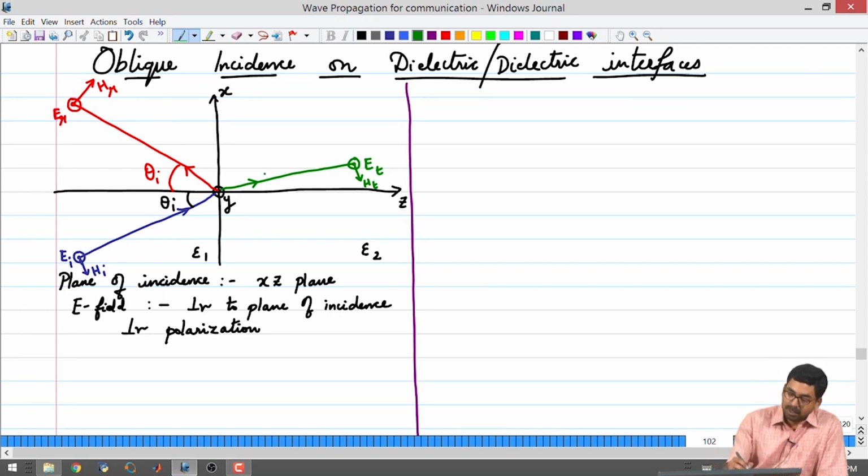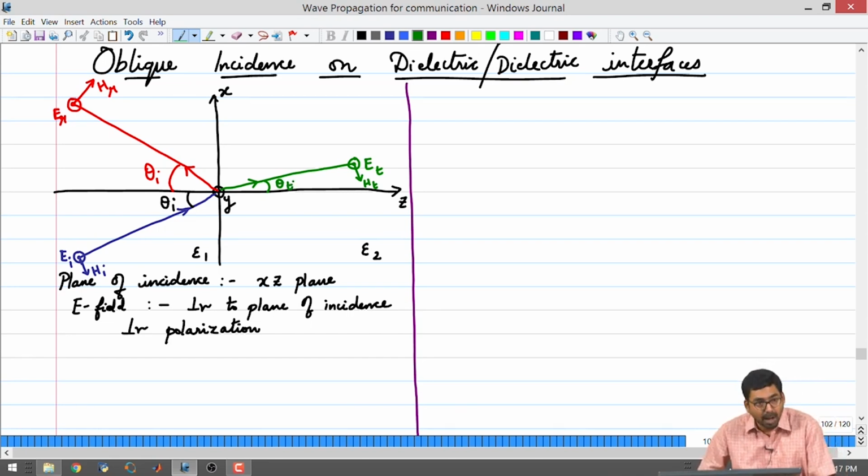Now, there is one more quantity we need to mark here, which is theta t, and theta t can be different from theta I. We do know there is something known as Snell's law, where n1 sin theta I is n2 sin theta t. So, it is quite possible that theta t is different from theta I. If epsilon 2 is different from epsilon 1, theta t will be different from theta I. To indicate that, I have marked a green color with a smaller angle. It could also be a different angle, depending upon the ratio of permittivities, etc. We will get to that later.